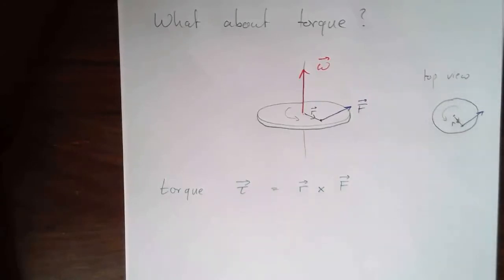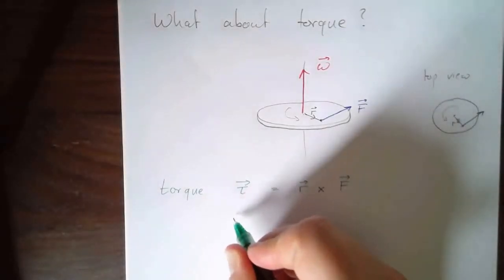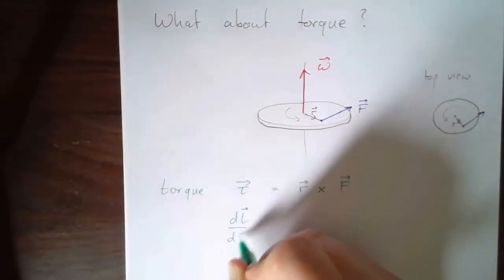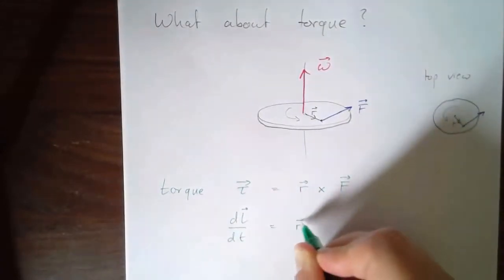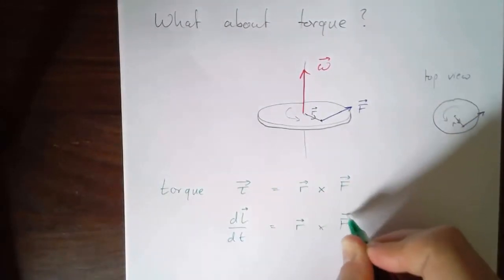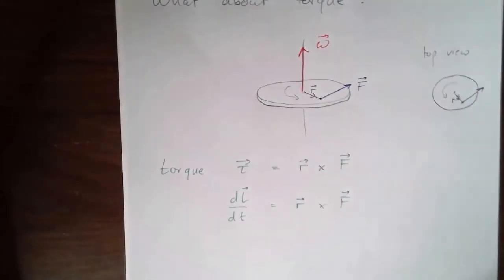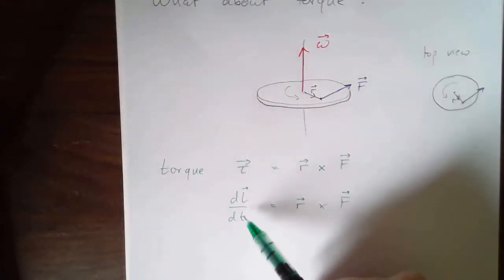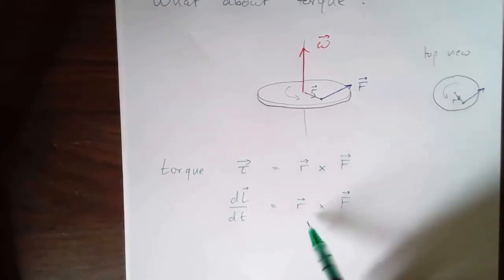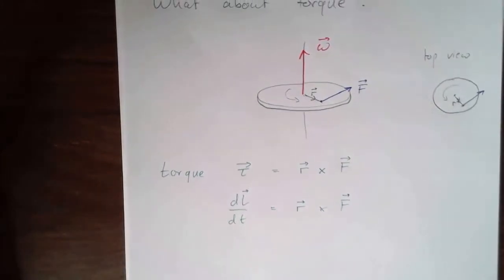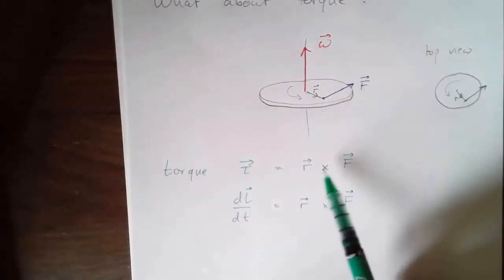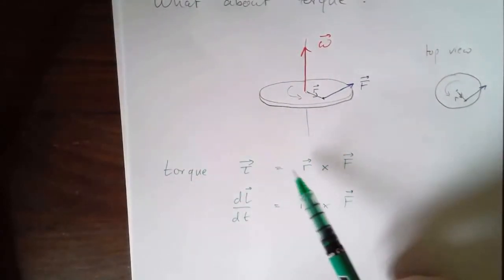So another way I could write this, of course, is that the torque is still dL by dt. And I could write this as R cross F. If the moment of inertia is constant, I might have I alpha, where alpha has a direction now, and so on. So I've got to show to you how this works out, right?